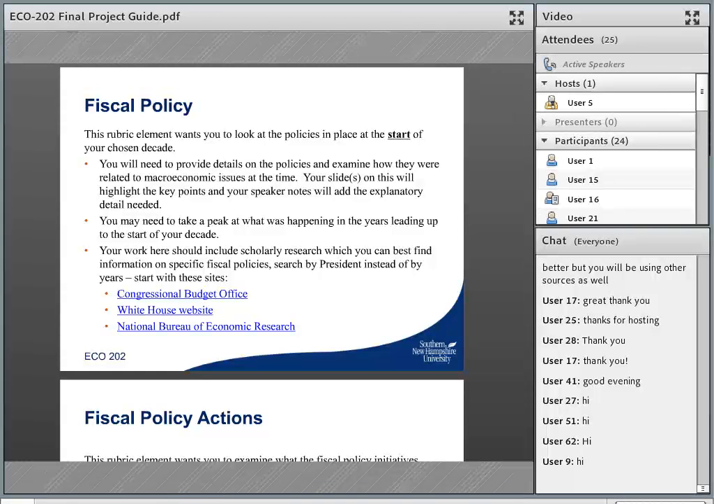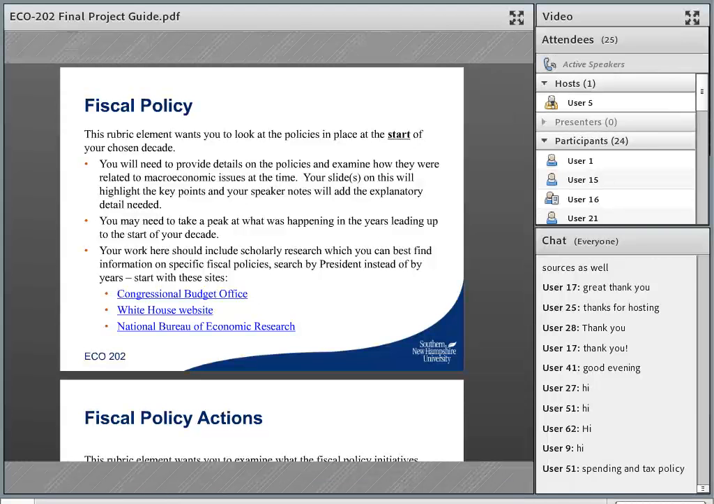Fiscal policy is government spending policies aimed at having some impact on the economy. So there are lots of things the government spends money on that we wouldn't necessarily consider fiscal policy, because they are not meant to have an impact on the economy itself.